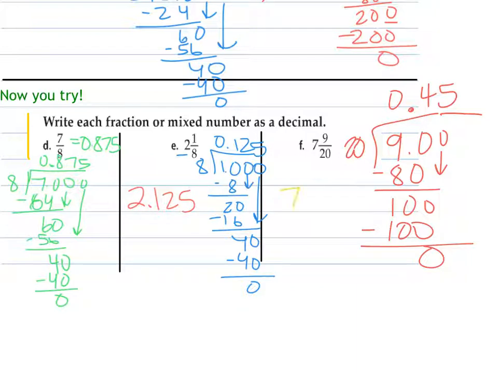So my answer is 7 and 45 hundredths. I'm just putting the 7 with my decimal answer. So that's what you do if you cannot easily turn it into a fraction over 100. Which, if I look now, 20, I could have easily multiplied by 5 and would have got 45 over 100. So that one I didn't even need to divide.